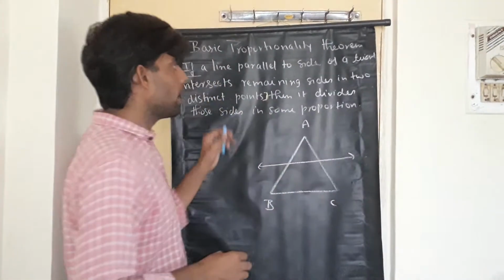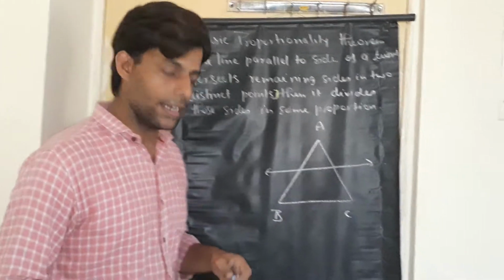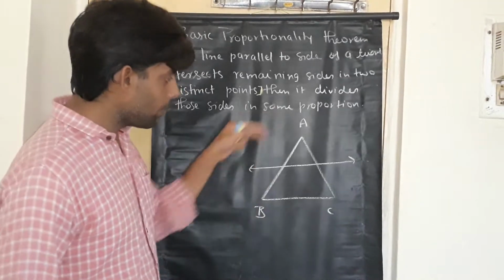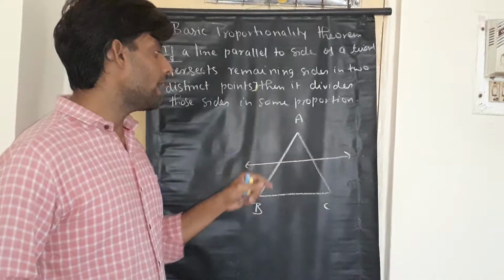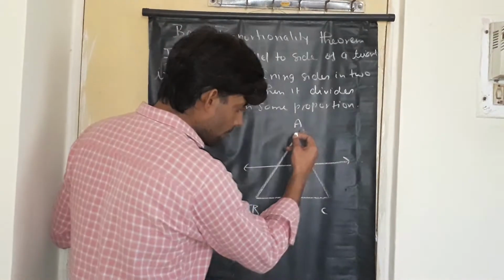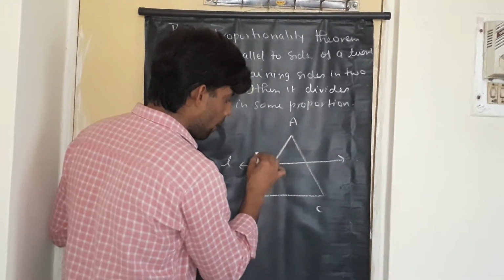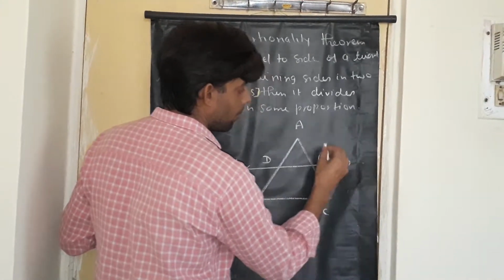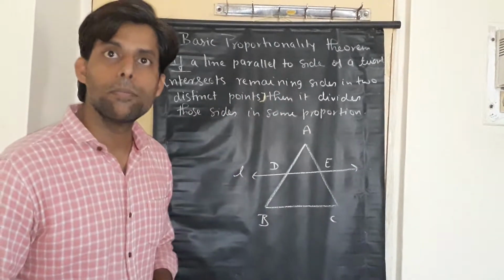As per the statement, it further says that the line intersects the remaining sides at distinct points. Now AB and AC were the remaining sides since the line was parallel to BC, and that line intersects them at distinct points. Distinct means what? Different. So let's say that line L intersects side AB at point D and side AC at point E. Then it divides those sides in the same proportion.